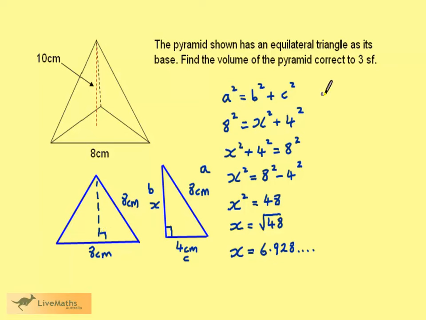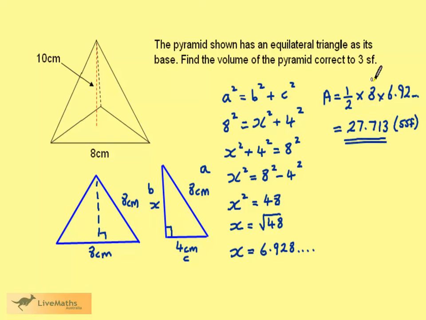Remember, we can now work out the area of the base. It's 1/2 times 8 times the height of the triangle, which we just calculated. Calculating this gives me 27.713, storing my answer to 5 significant figures.